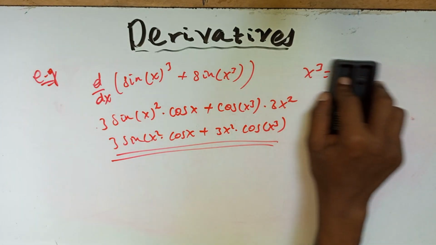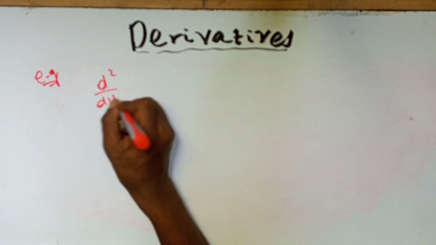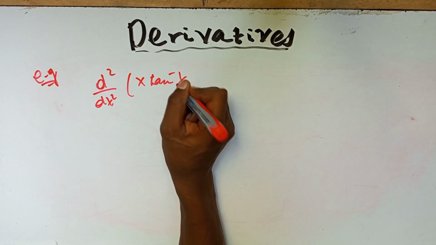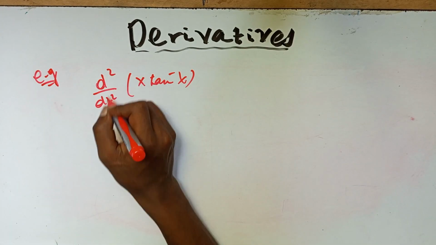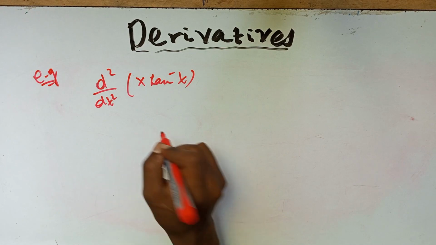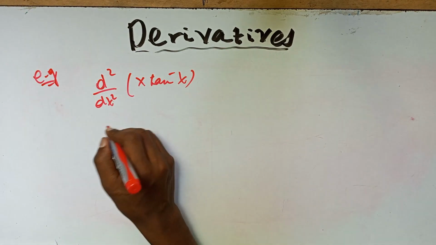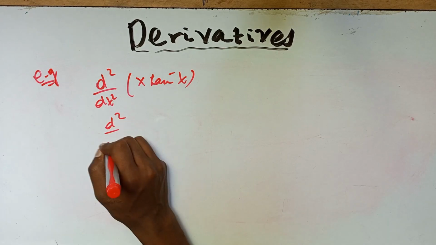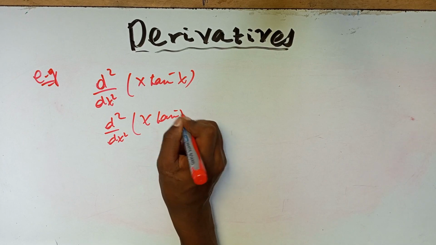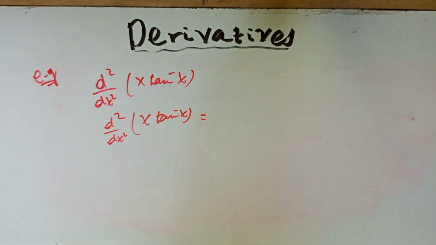So let's take another example. d square by dx square of x tan inverse of x. d square by dx square means we have to differentiate it twice. So let's solve it. d square by dx square of x tan inverse of x equals, first we have to differentiate it once.